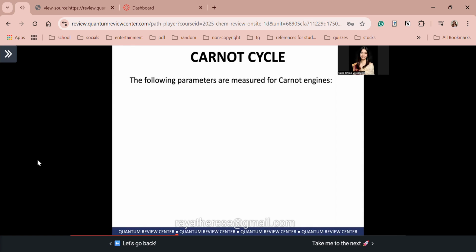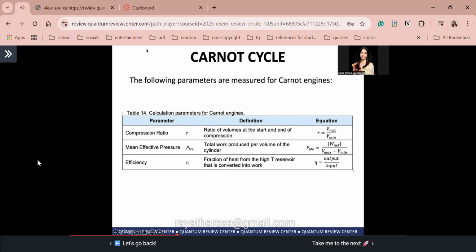Okay, guys, let's proceed. The following parameters are measured for Carnot engines. These are the parameters shown in your table 14. First, the compression ratio. It is the ratio of volumes at the start and end of compression. R is equal to Vmax over Vmin. So guys, for all the volumes we can calculate for a Carnot cycle, we just get the compression ratio through Vmax over Vmin. Next, mean effective pressure is equal to total work produced per volume of the cylinder. So PME is equal to the net work divided by Vmax minus Vmin. Again, this is the total work produced per volume of the cylinder, because the Carnot cycle occurs in a gas in a cylinder, right? With a piston at the top.